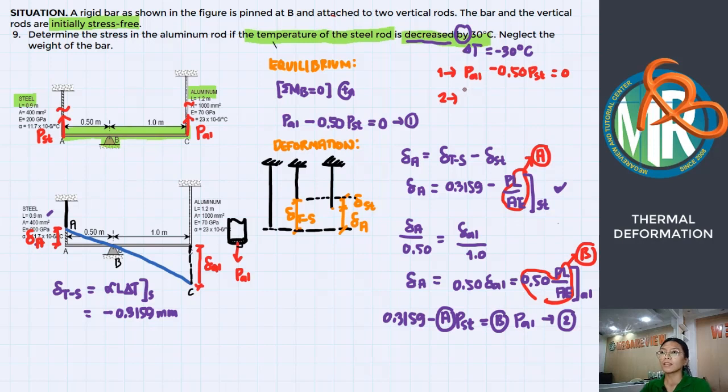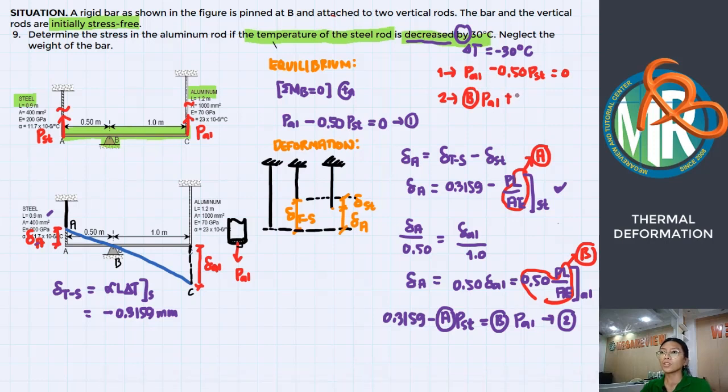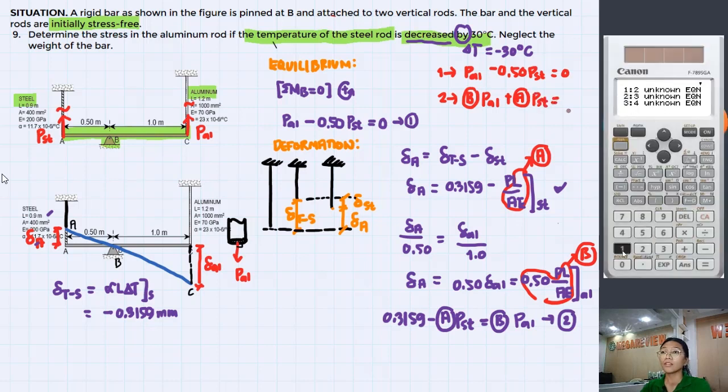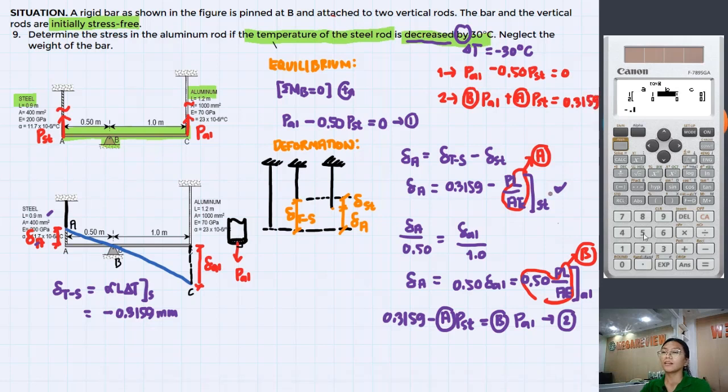So, unahin natin si P aluminum. So, that would be yung nakastore kay B times P aluminum. Okay, ibalibag natin dito si force ng steel. So, that would become positive. Yung nakastore kay A times PST. And then on the other side would be the constant, 0.3159. Okay, so from here you can get the values of aluminum and steel.